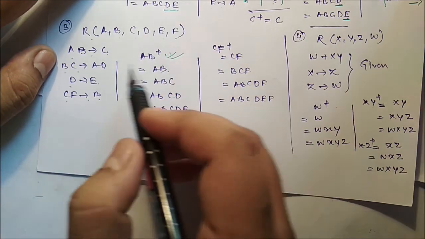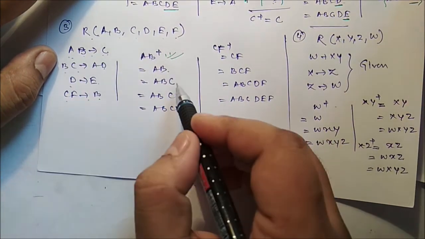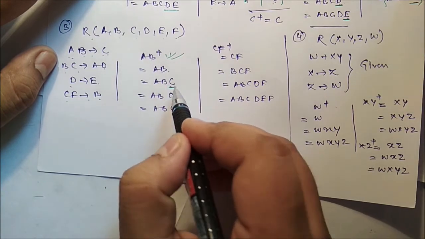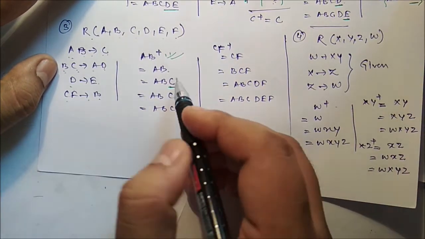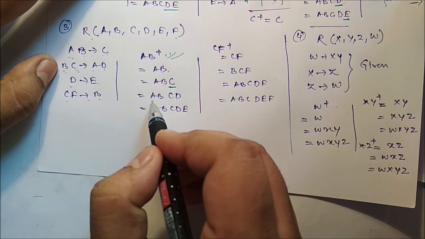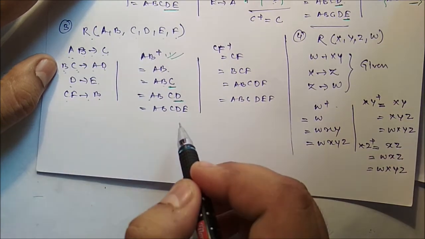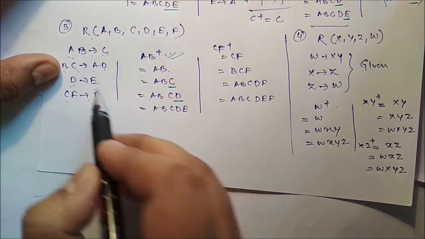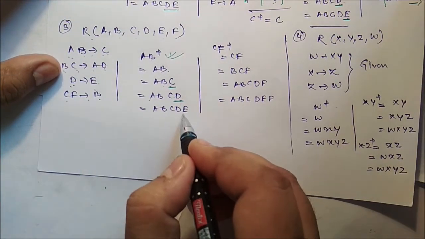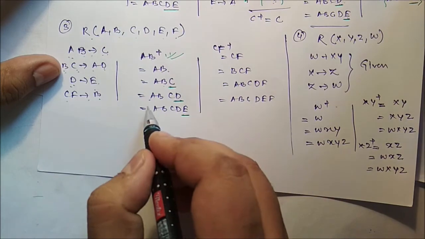If we identify AB, using AB we can identify C. And if you know BC you can identify AD. So A is already there, and we can identify D also. And if you identify D, we can identify E also. So AB closure is A, B, C, D, E.